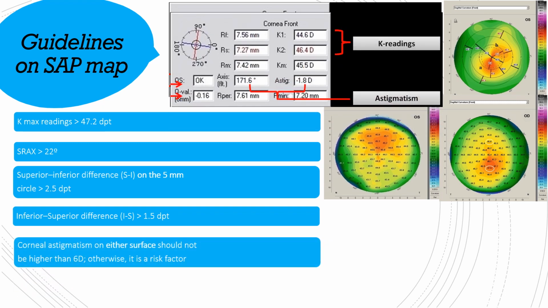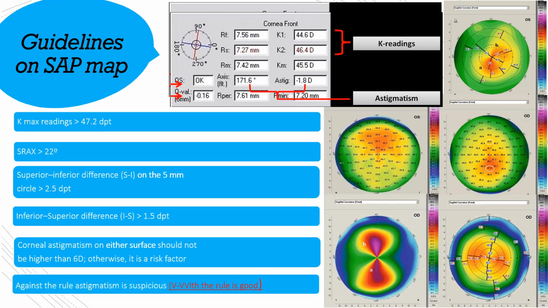Then you need to look for the corneal astigmatism on either surface. This is the cornea front. This is the front cornea. Astigmatism is 1.8. The same, or less than 6, should be on the posterior surface as well. So astigmatism of more than 6 diopter on either the anterior or posterior surface of the cornea is suspicious for keratoconus. And then is the against the rule or with the rule.